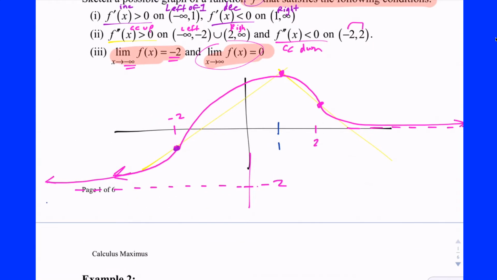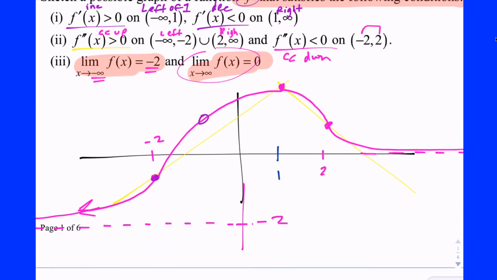But there you go. Could you put any discontinuities in there? If I wanted to, could I make this graph holey? Could I put a hole somewhere?